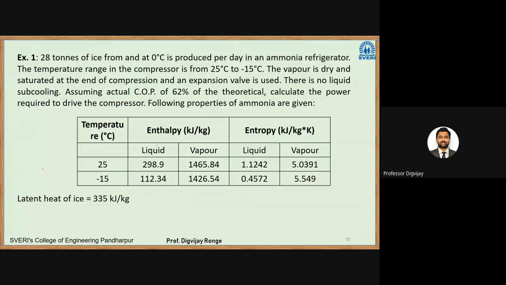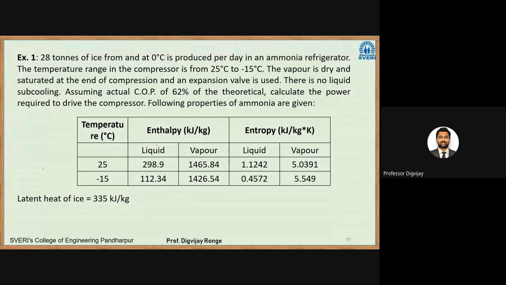So this is our first numerical. I will read it. 28 tons of ice from and at 0 degrees Celsius is produced per day in an ammonia refrigerator. In this case, our main objective is to produce ice, so this may be an ice factory, and the refrigerant we are using is ammonia. The temperature range in the compressor is from 25 degrees Celsius to minus 15 degrees Celsius. This range means the higher temperature will be the condenser temperature, and the lower temperature will be the evaporator temperature.